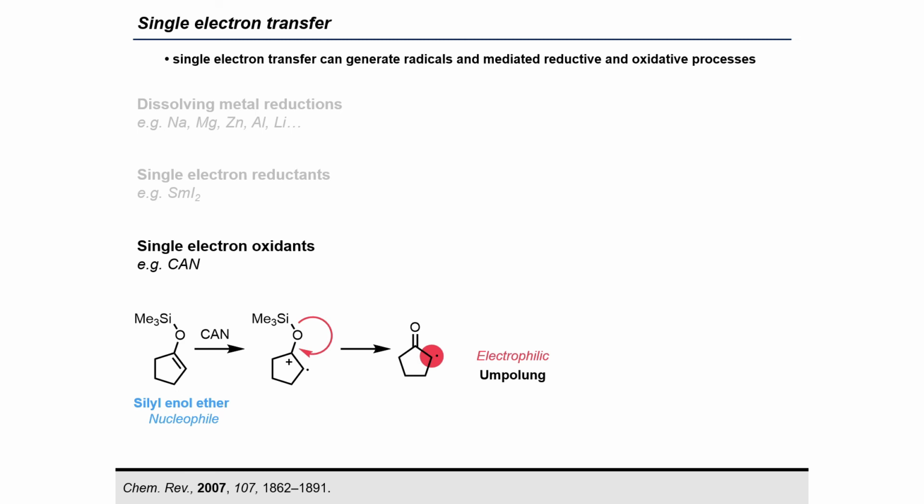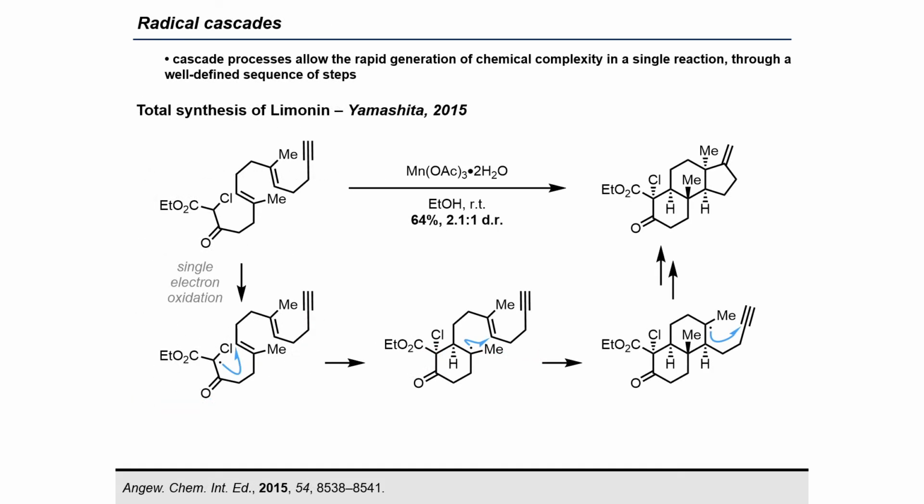Bringing together everything that we have covered today, we're now going to explore radical cascade processes, where a sequence of well-defined radical steps can be triggered in a single reaction. This highlights the utility of radicals in complex chemical settings, dispelling the idea that radicals are too reactive to be used selectively. In the example shown here, an oxidatively triggered radical cascade is used to assemble the core structure of limonin in Yamashita's 2015 total synthesis.